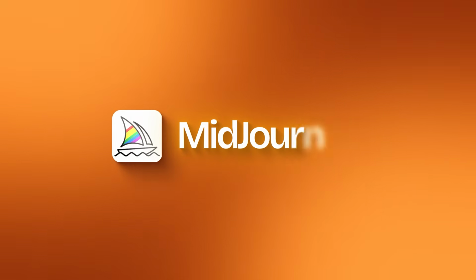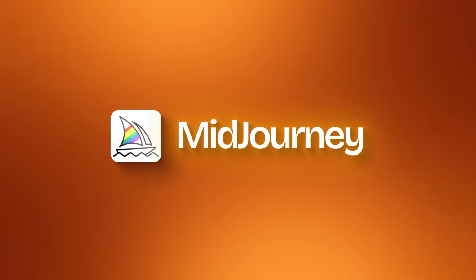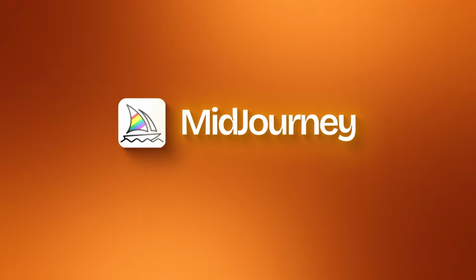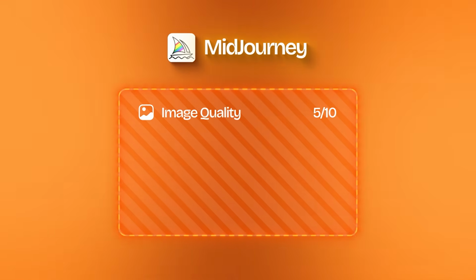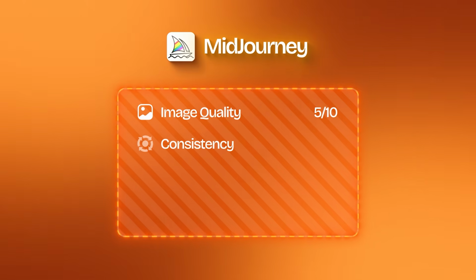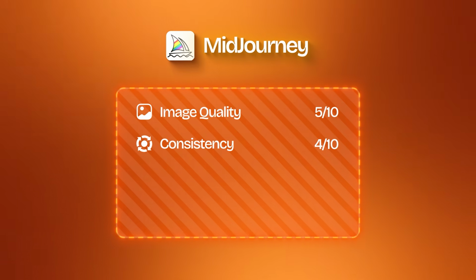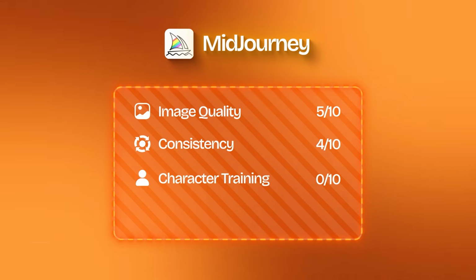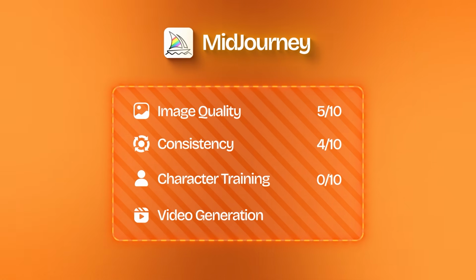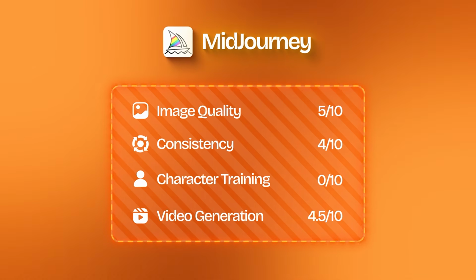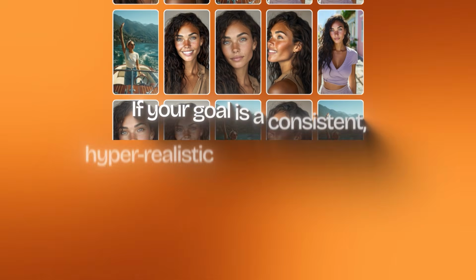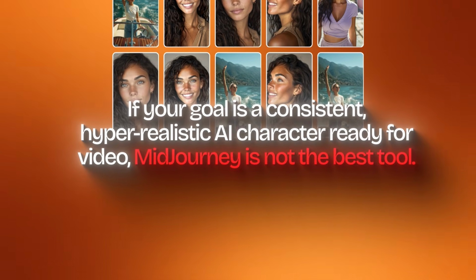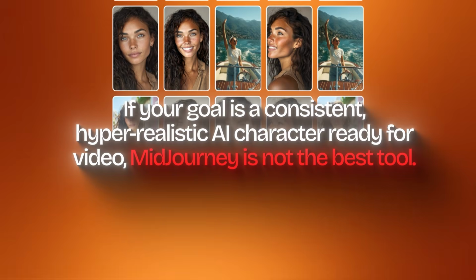The final verdict: Midjourney is exceptional at making art, but it fails at creating a realistic digital twin. For image quality, it scores a 5 out of 10. Beautiful, but not hyper-realistic. Consistency scores a 4 out of 10. The identity drifts too much. Character training gets a 0. The feature doesn't exist. And video generation comes in at 4.5. Usable, but not believable. If your goal is a consistent, hyper-realistic AI character ready for video, Midjourney is not the best tool.